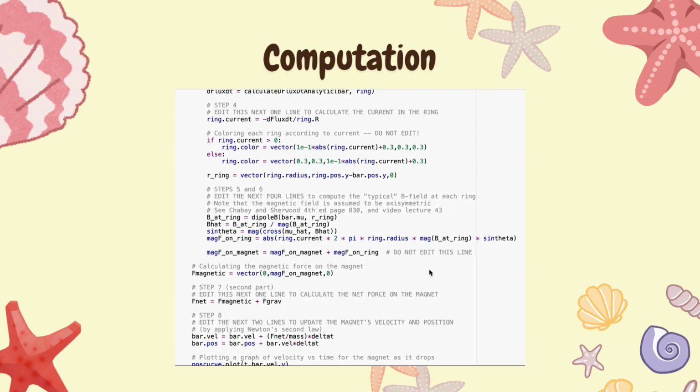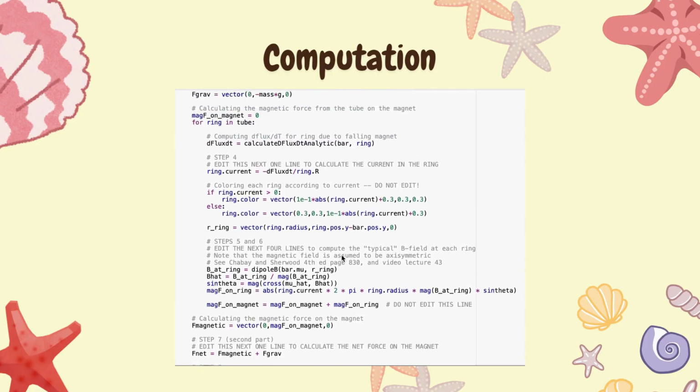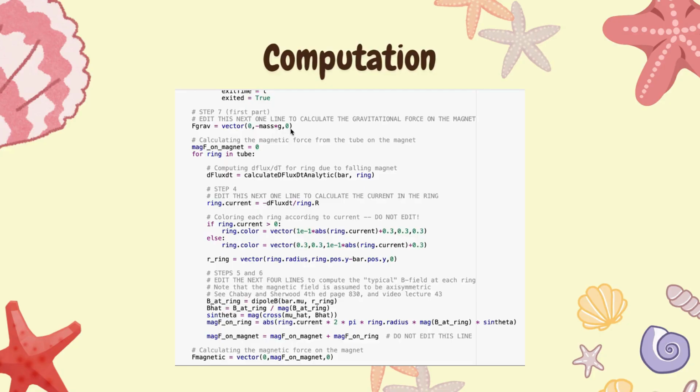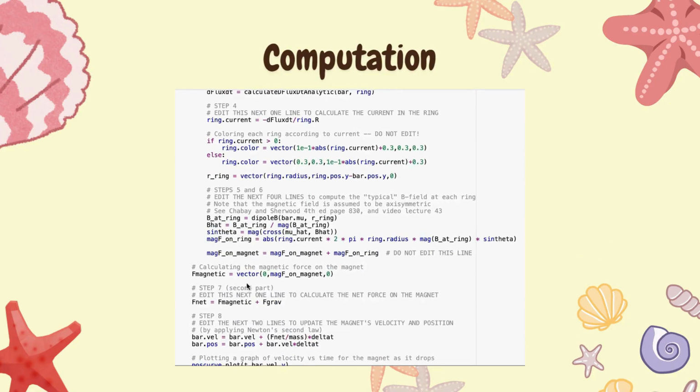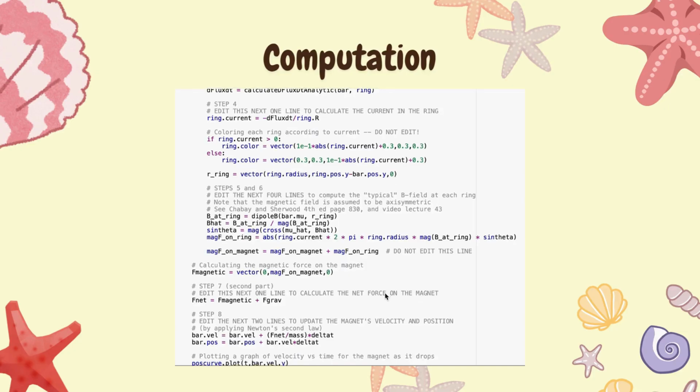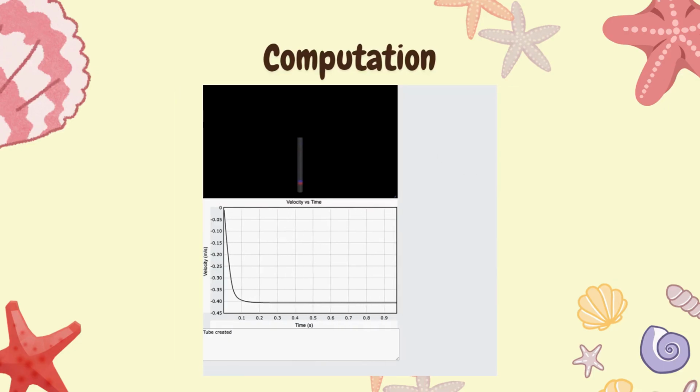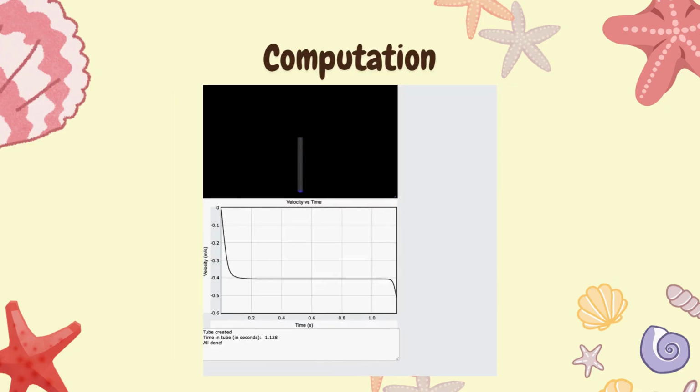Then we also found the force of gravity above in this vector, and we add that with the force of the magnet to get the net force. And then in order to update velocity and position of the bar magnet, we apply Newton's second law and use that F net. Now here is the program being run. We calculated a time that it took for the magnet to fall through the tube to be 1.128 seconds.